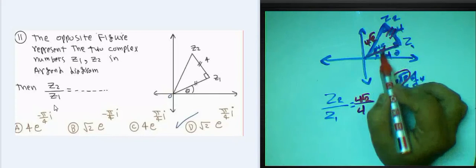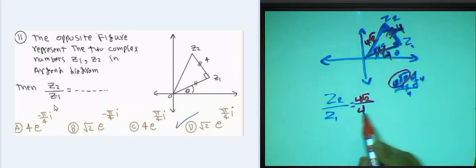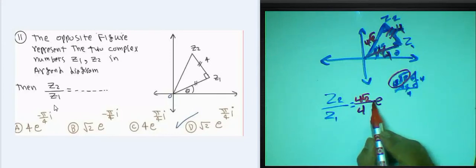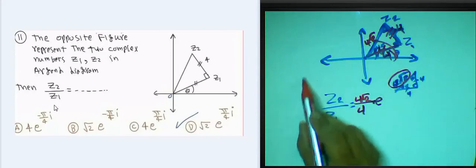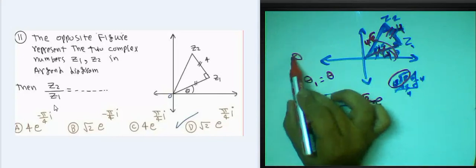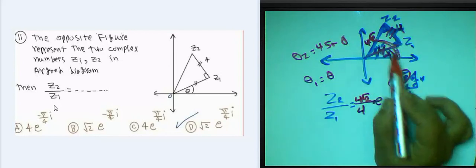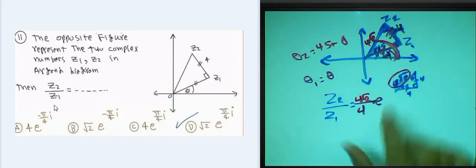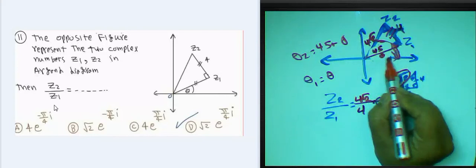Because we have an isosceles triangle, this side length is 4 and this length is 4. So 4 root 2 over 4, and we can write e multiplied by e to the power of what? The difference between this angle and this angle. We know the angle about Z1 will be theta, and theta 2 equals 45 plus theta. This angle equals 45 plus theta. Understood? Theta here and 45. Look here: this angle is 45 and this angle is theta.